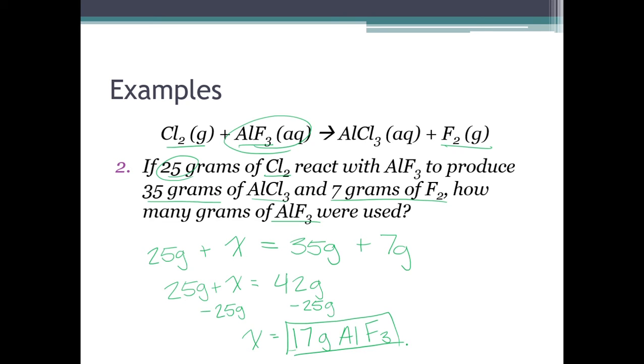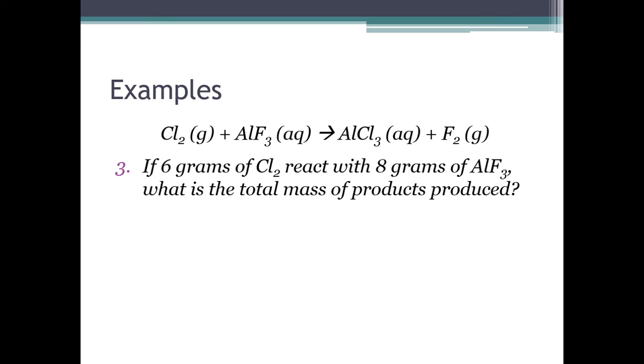So again, we are doing algebra to find this, but the reason we're doing this algebra is because we know for absolute certain that we are starting and ending with the exact same number of grams. Let's do one more, a little different. We have the same equation, but now it says if 6 grams of chlorine reacts with 8 grams of aluminum fluoride, what is the total mass of products produced? Well, we know that Cl2 is 6 grams, so we'll do 6 grams, plus we know that AlF3 is 8 grams, so we'll write 8 grams. Then we have our arrow, our equal to.